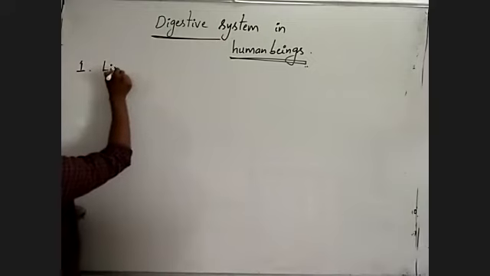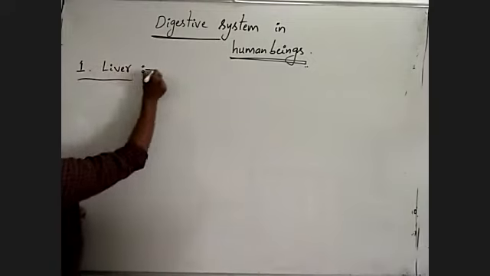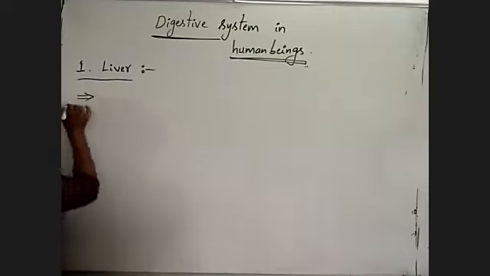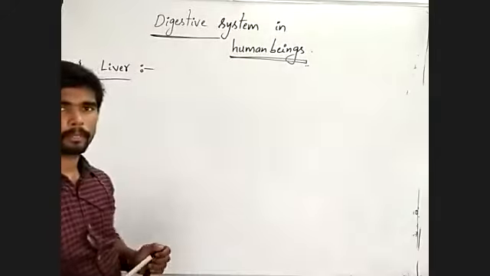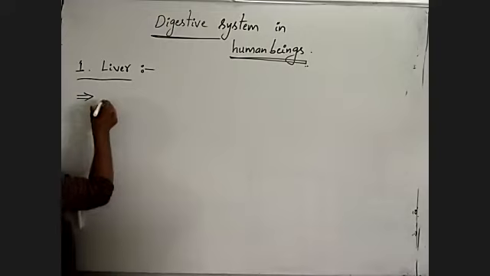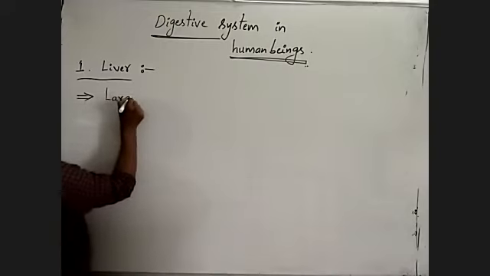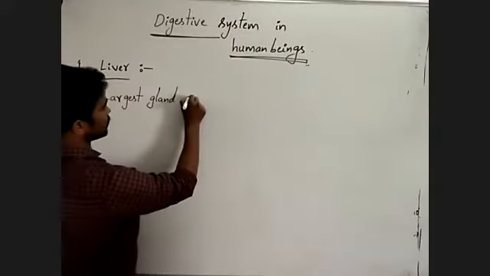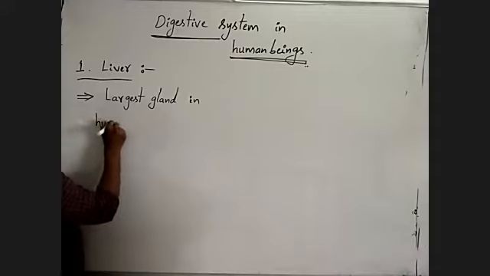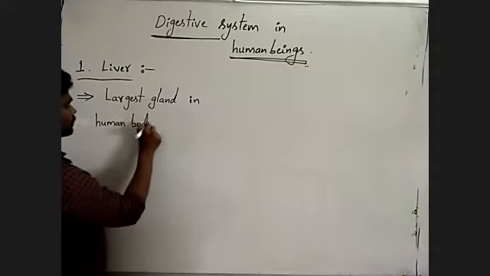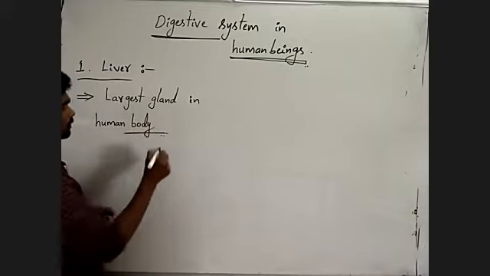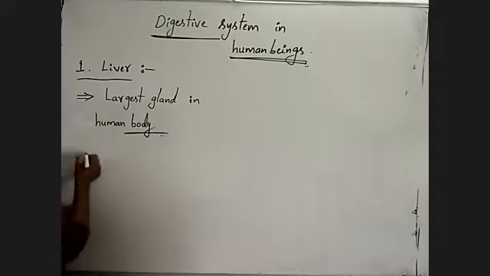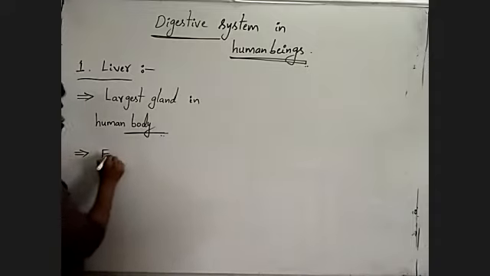That is the liver. I already told you, the liver is the largest gland in the human body. Next, it is an exocrine gland.